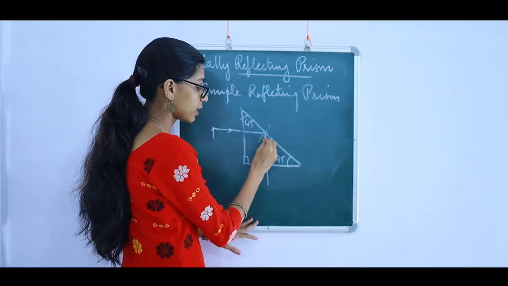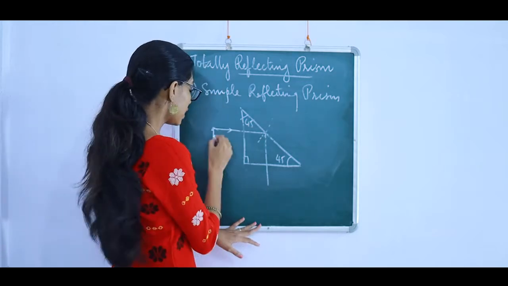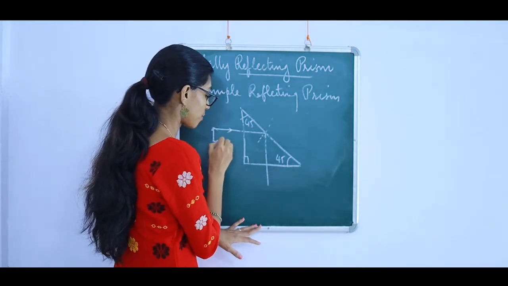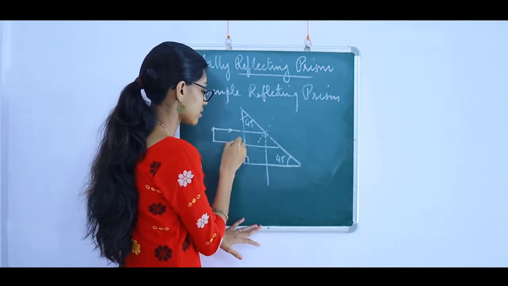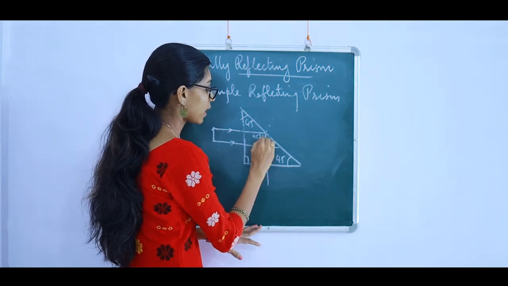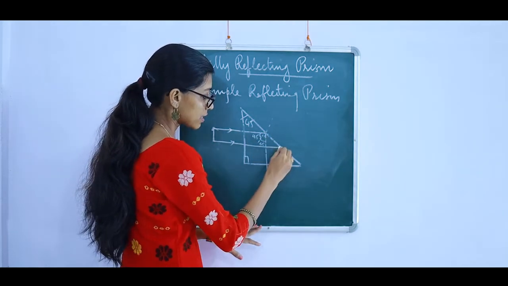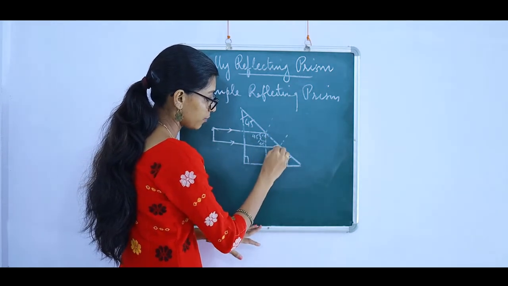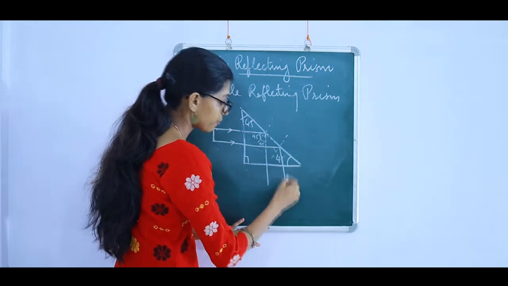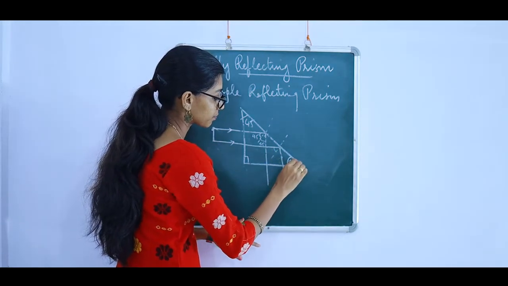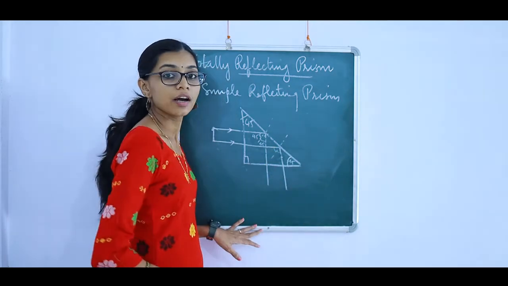So this is 45 degree, this is 45 degree. Now from the bottom, I draw my second incident ray. So this is 45, this is 45. Same thing happens here. This will also be 45 and this will also be 45.